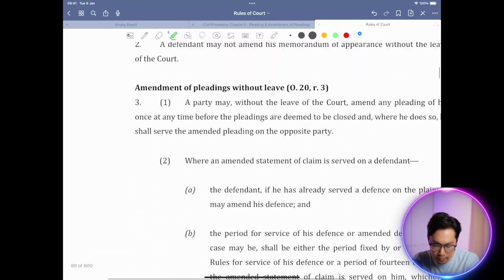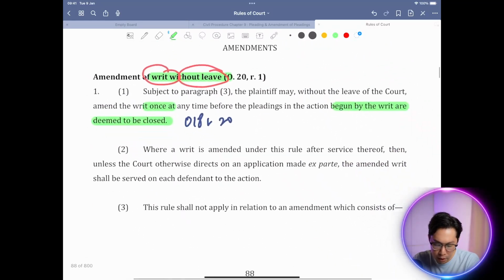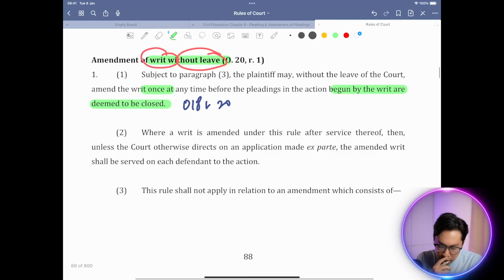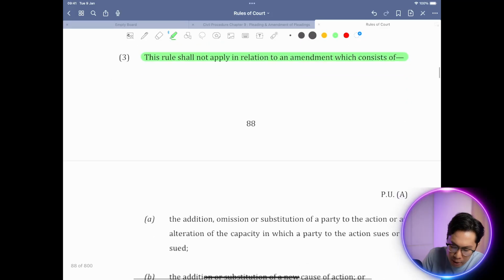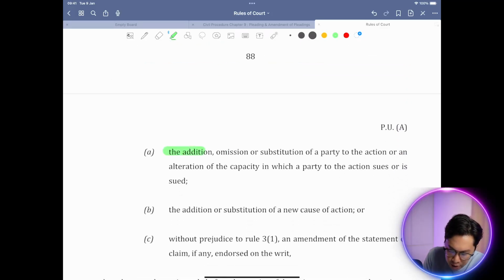Okay, next. Where a writ is amended under this rule after service, then unless the court otherwise directs on application made ex parte, the amended writ shall be served. Okay, very general. This rule shall not apply in relation to an amendment which consists of addition, omission, substitution of the party, or alteration of the capacity in which a party sues.